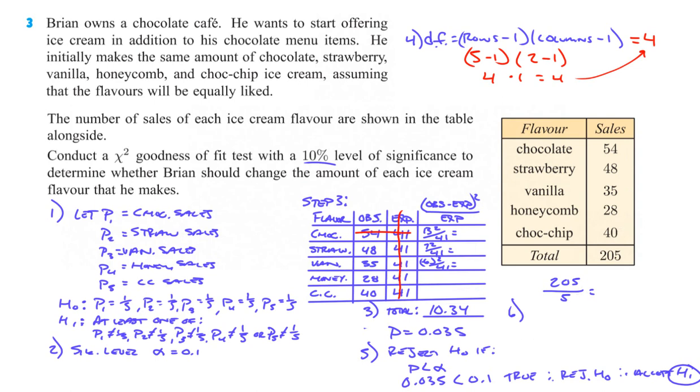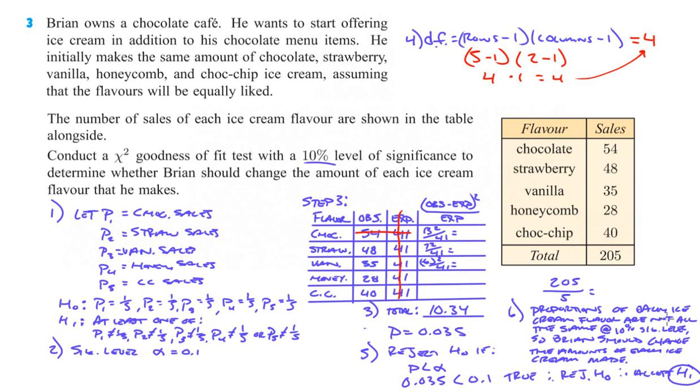All right. Okay, so write down: proportions of each ice cream flavor are not all the same at a 10% significance level, so Brian should change the amounts of each ice cream that's made.